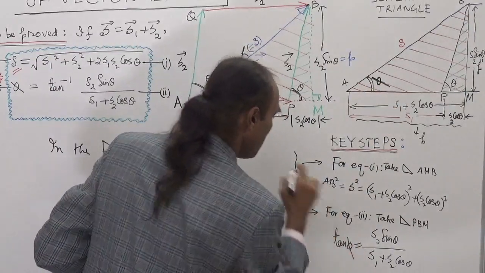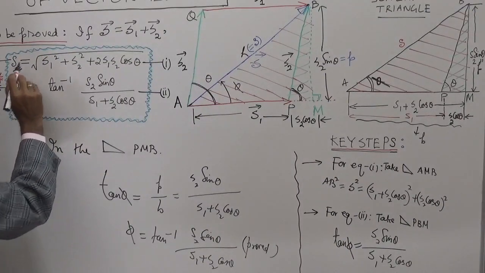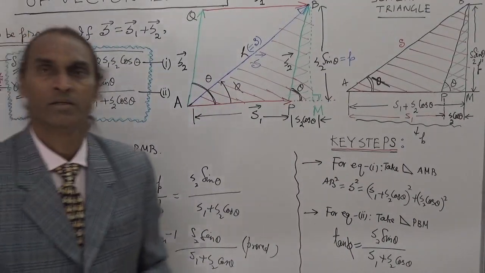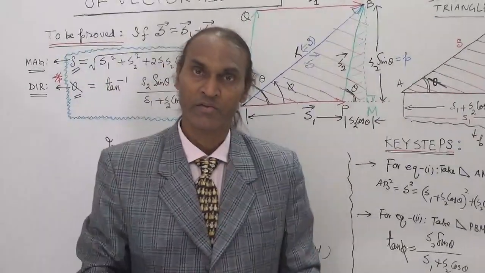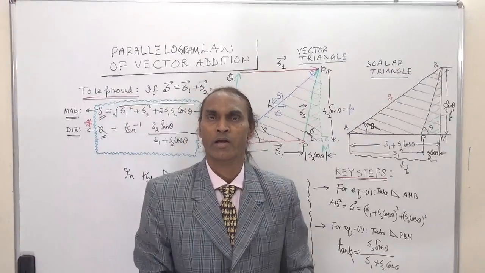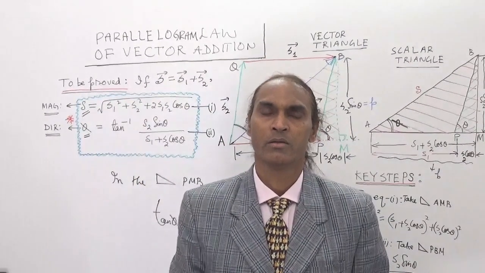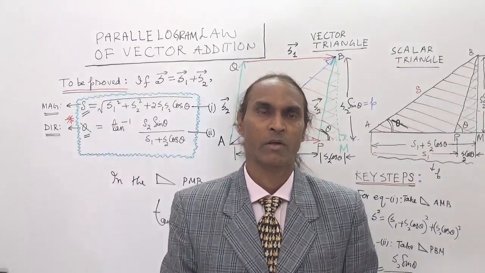Tan phi. So what do we need? We need the direction and we need the magnitude of the resultant vector. So that's not very difficult. If you know 8th standard geometry and trigonometry, Euclidean geometry and trigonometry, you can prove it very easily.